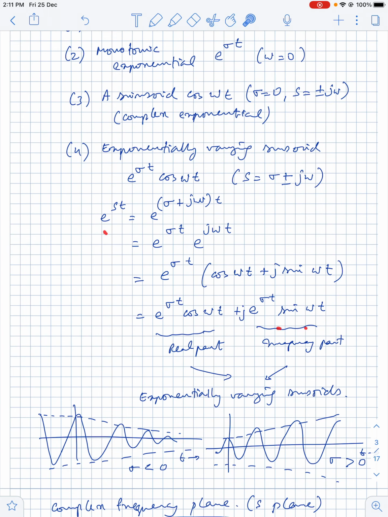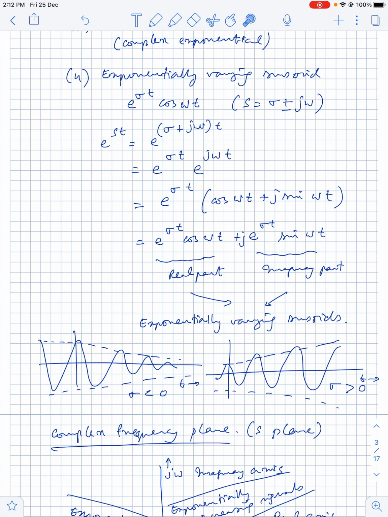Essentially, this will now become a complex quantity, a complex time varying signal, where the real and imaginary parts are decaying or expanding sinusoids. So they are sinusoids which are multiplied by exponentials. Now, based on the value of sigma, this exponentially decaying sinusoid can either be a decaying one when sigma is less than 0, or an increasing one when sigma is greater than 0.